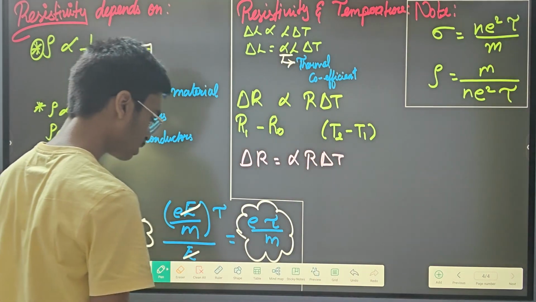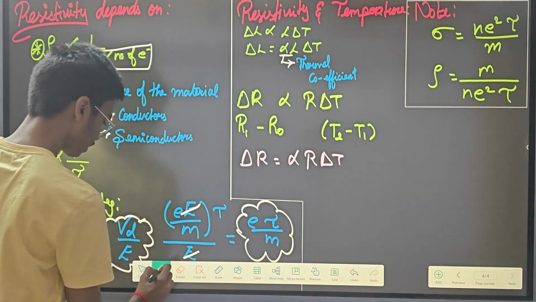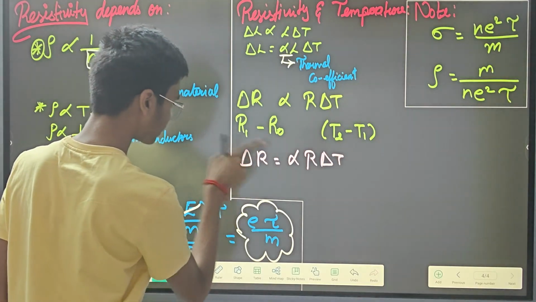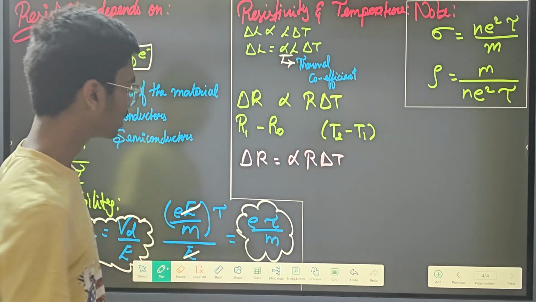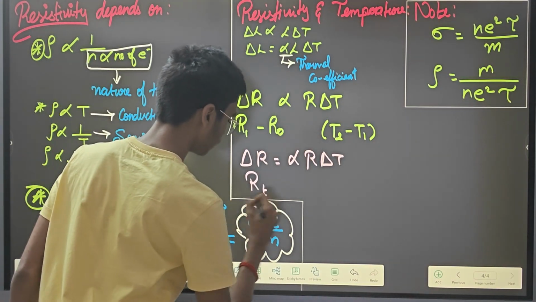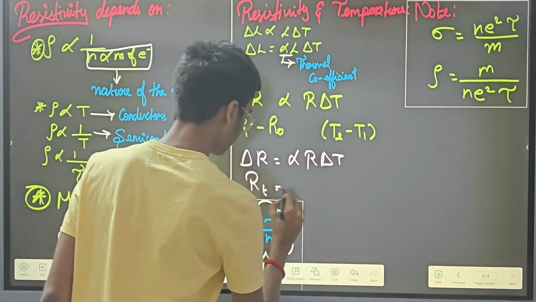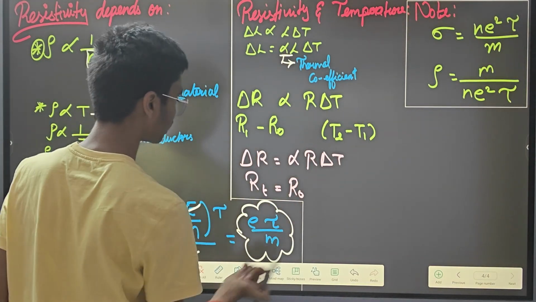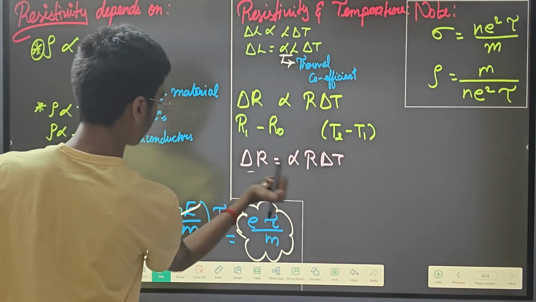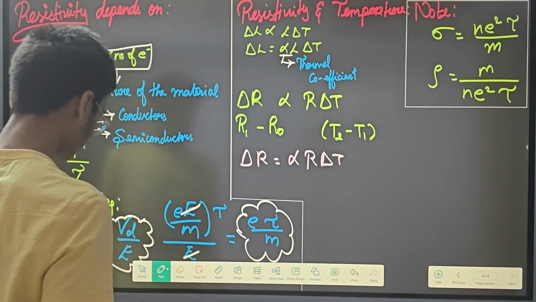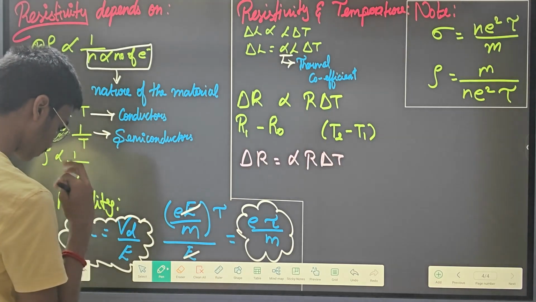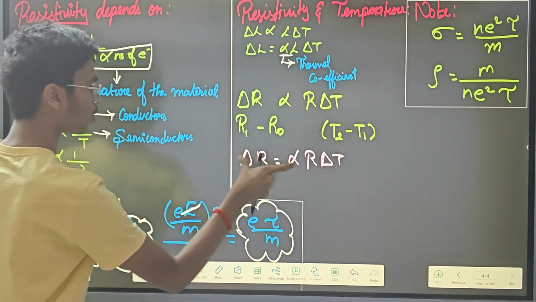Now, if you just notice here, let us take this total delta R as RT itself. So RT will be equal to R naught. This is actually a different formula. We will be giving you this formula, and I will explain how it came. So you have got this formula, right?